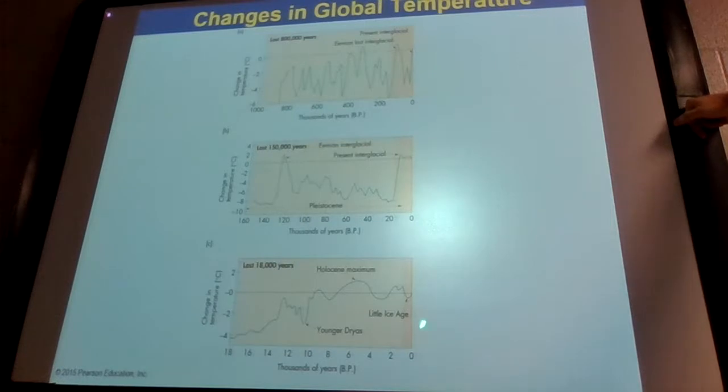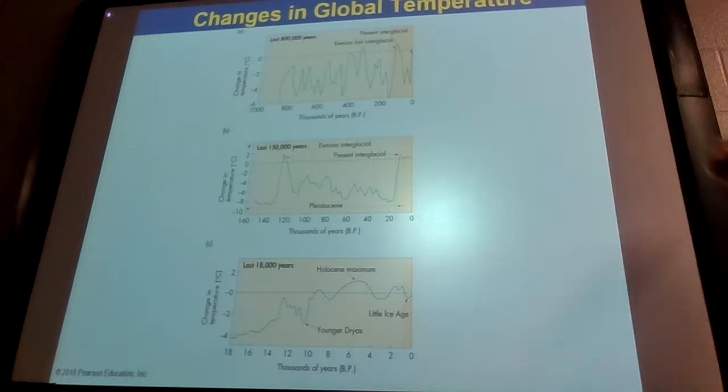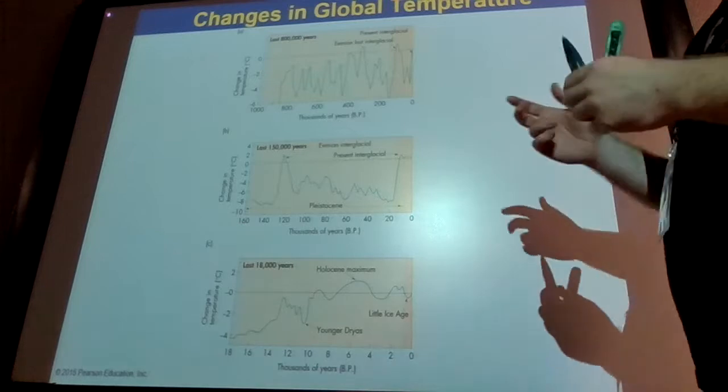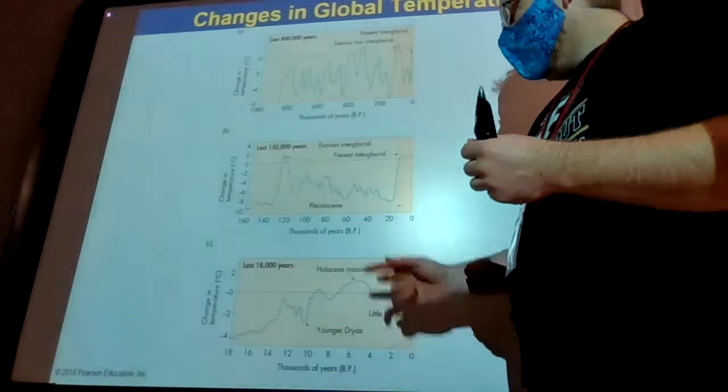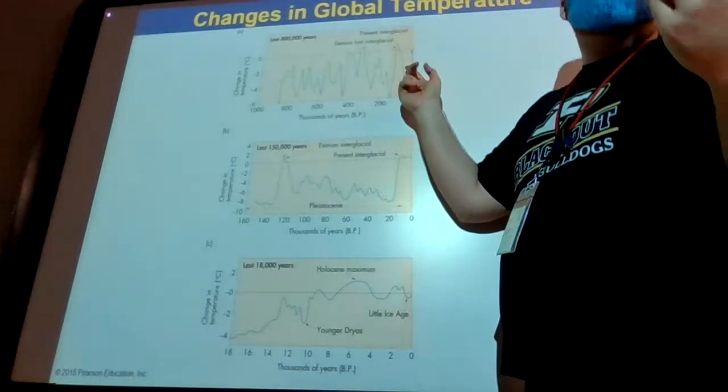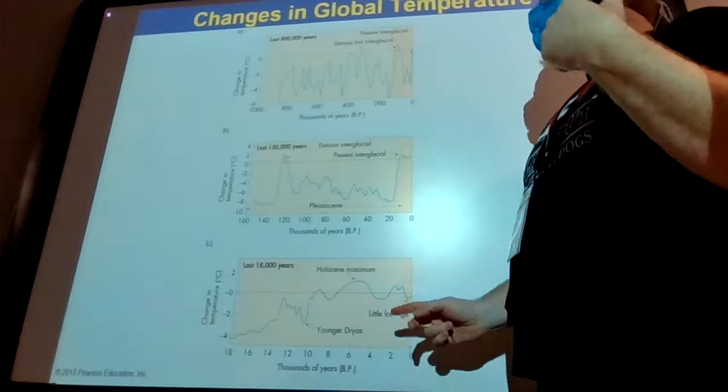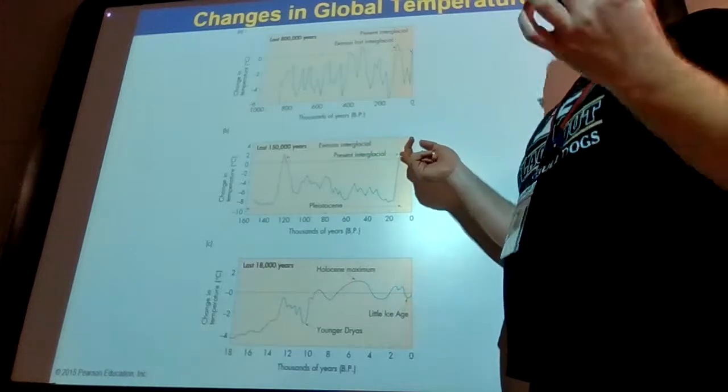So this is just a chart to show you those last three segments that they went through. You have the 800,000 year chart, the 150,000 year chart, and then the 18,000 year chart, just kind of showing you where we're at, what we're looking at. So note that on all three of these charts, we are not at the maximum temperature that we've ever been at. That being said, we're not near the middle either.